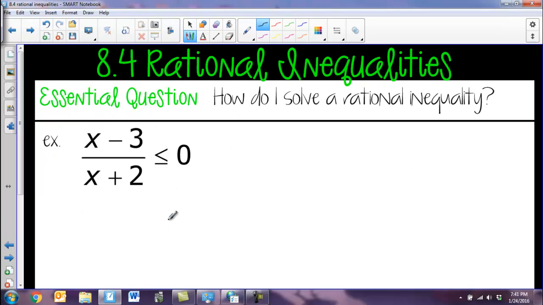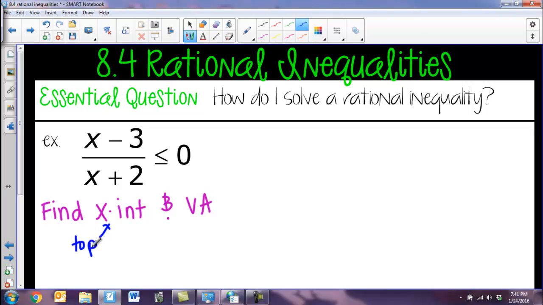So if I had this rational inequality, x minus 3 all over x plus 2 less than or equal to 0, what you have to do here first is find both your x-intercepts and any vertical asymptotes. Remember, when we find x-intercepts, we set the top equal to 0, and a vertical asymptote is where we set the bottom equal to 0.